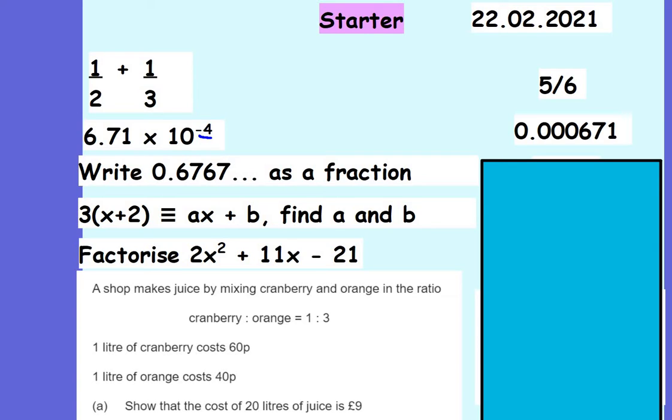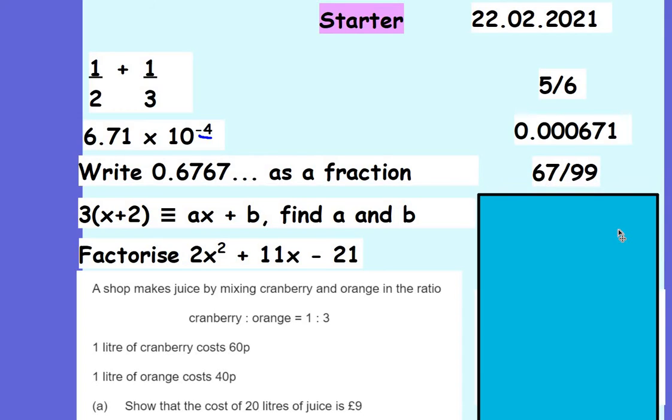Now writing 0.67 recurring as a fraction, that's using our algebra. We'll say that's equal to x, therefore 100x is 67.67, therefore 99x is going to be 67. And if you go through that process, you'll get 67 over 99.